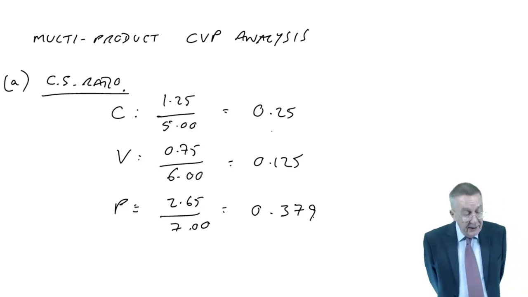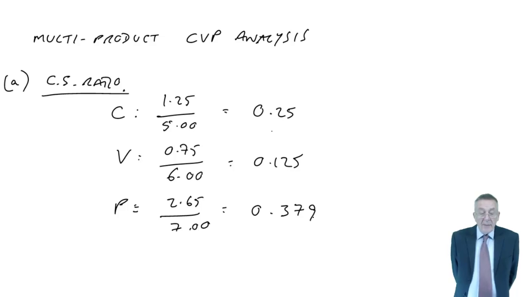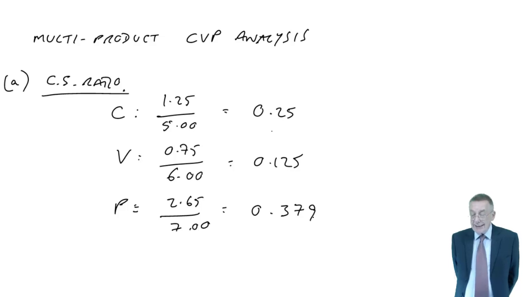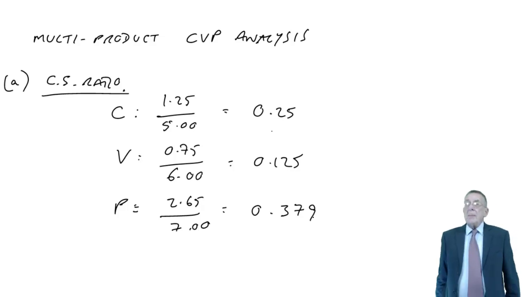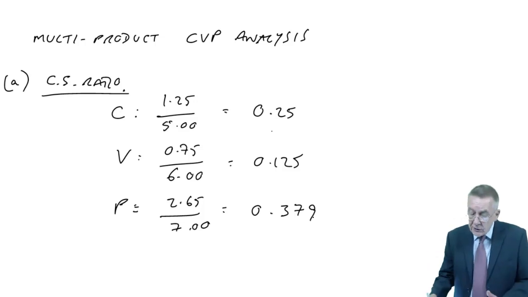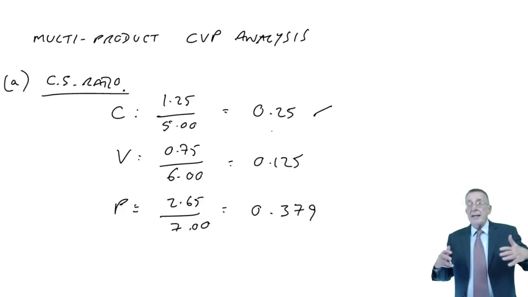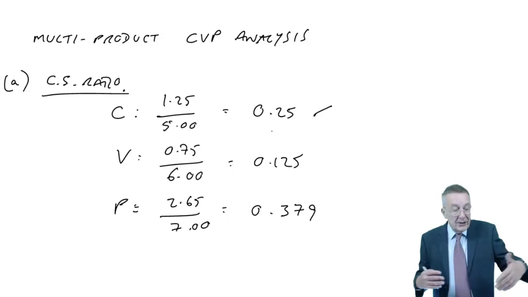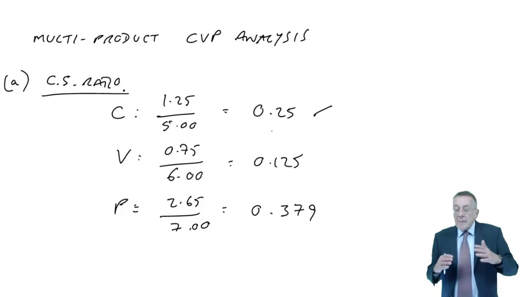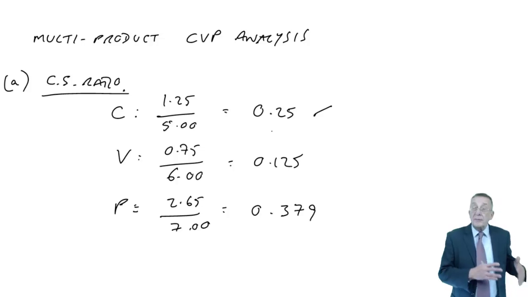The next one says, calculate the average CS ratio, assuming that the budget mix of production remains unchanged. Now, what I mean by that is, remember the CS ratio, if you just think of one product for a minute, the CS ratio for product C is 0.25. It means that however many we end up selling, whether it's more than 4,800 or less than 4,800, the contribution we're going to be earning is always going to be 25% of the sales revenue.